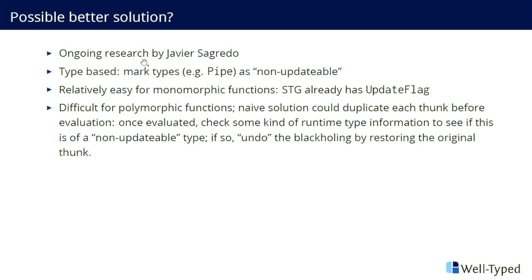So there are some possibilities that you might do. You might check at runtime what the type is, but you can only do that after evaluation, at which point it has already been black holed, so you don't have the original thunk anymore. So one naive solution, sort of a proof of concept, might be: duplicate, evaluate, look at what the type is, and then replace it back, paste the original thunk back if you can. Just as a proof of concept that might actually work. But yeah, this is just research. There's no good solution here yet.